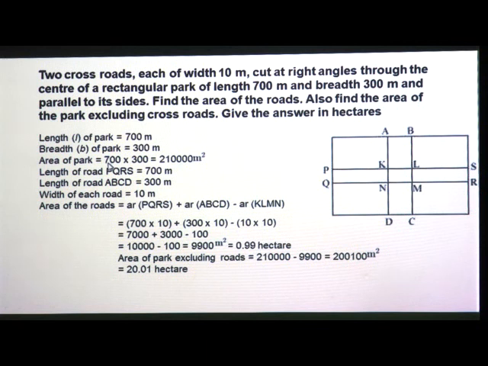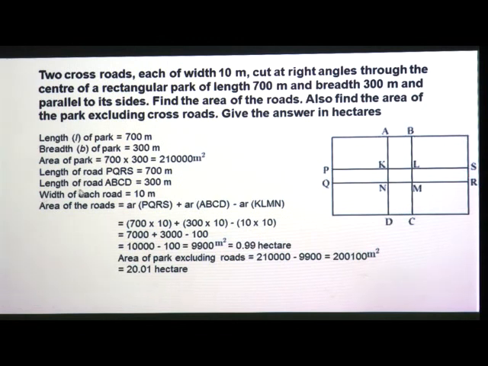Area of a park is length into breadth. So, area of the park is 700 multiplied by 300, that is 210000 meter square, or 2,10,000 meter square. Just take the product using the magic of zeros: 7 threes are 21 and the remaining 4 zeros. The length of road PQRS is 700 meter, because the length is 700 meter.